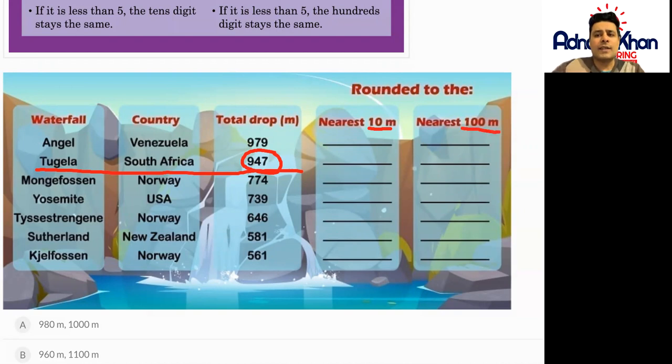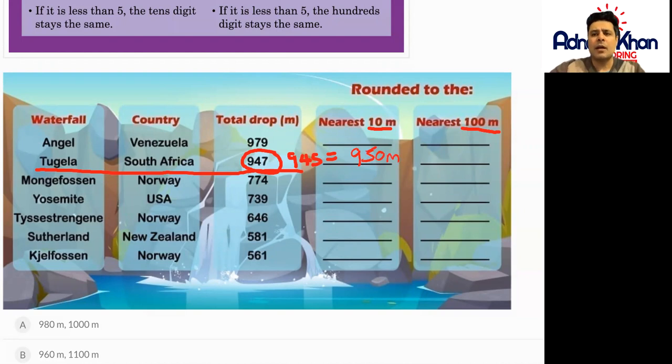So 947, is it going to be closer to 940 or 950? So the number that comes halfway is 945. So let's round this to the nearest 10. So we can see that 947 is actually more than 945. So in this case, it will be rounded to 950 meters. Okay, this is to the nearest 10 meter.